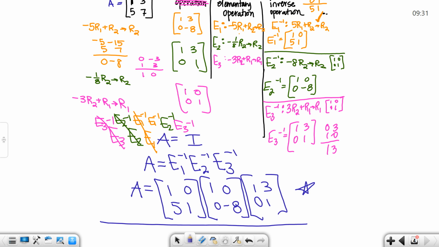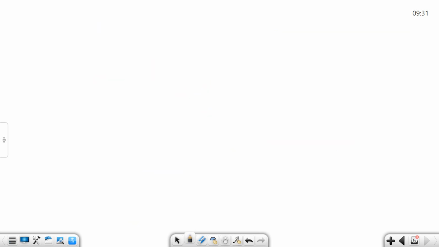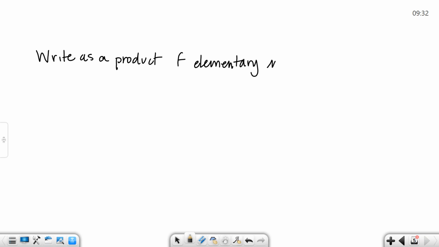Okay, so now you have one on your sheet that says write as a product of elementary matrices, and it's 1, 3, negative 2, 4. So I want you to try it. I'm going to work at 2. I'm going to give you a head start. It's the one on your sheet. So you get a head start and I'll catch up.